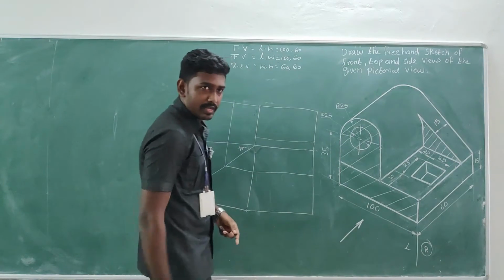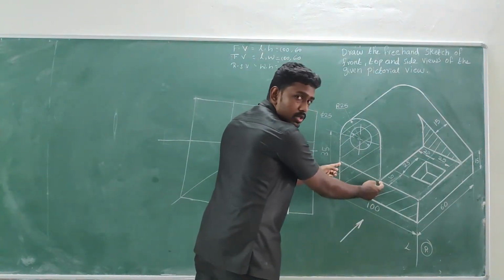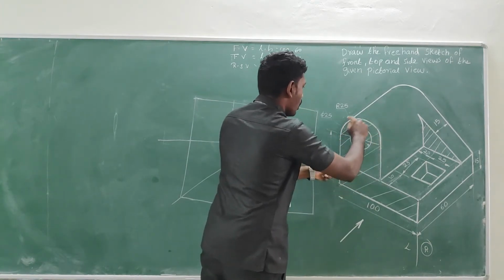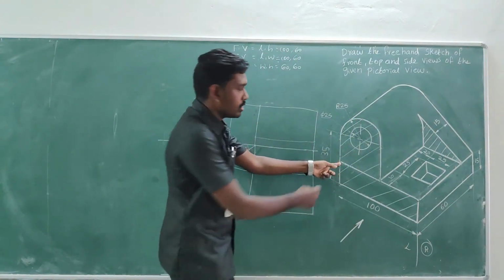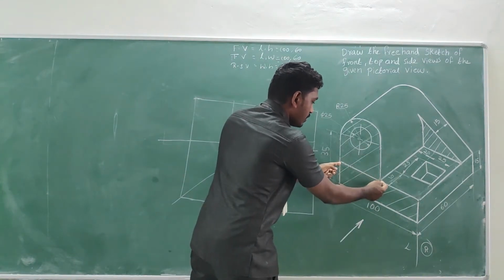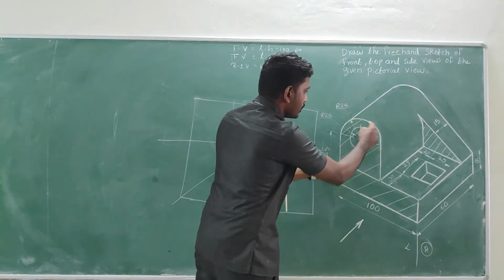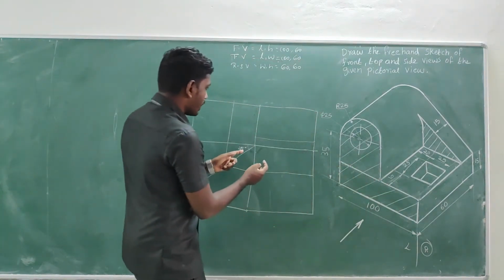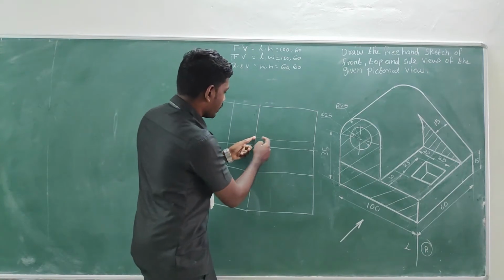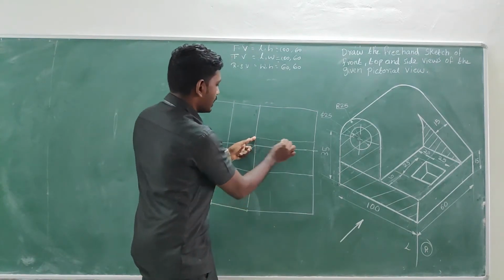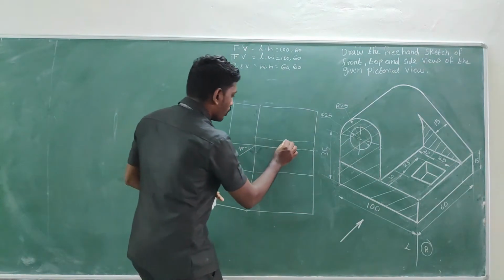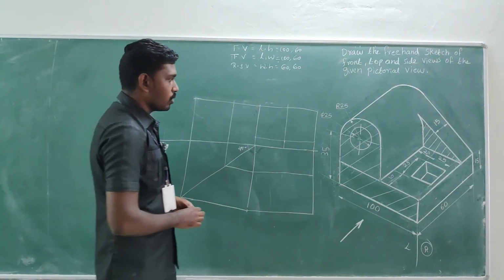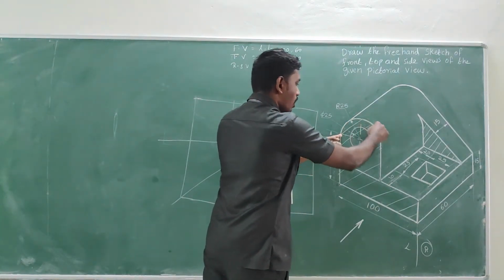Next, concentrate on this segment. What about this measurement? See, the radius of this arc is given as 25 mm, right? So this measurement will be the diameter of this arc. That means we get 50 mm. So from this end I am going to measure 50 mm, from this end also 50 mm, and draw a vertical line, like this.